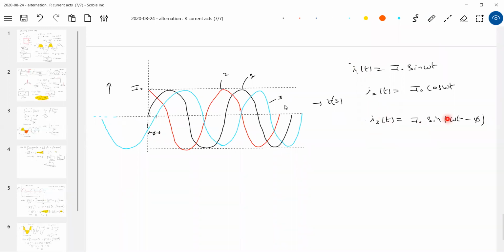What is the RMS value of all this? It will be the same. They're having a phase. The phase doesn't matter. Cos omega t, can you write it in terms of sine omega t plus 90 degrees, plus pi by 2? Is it justified? It should be equal to plus pi by 2. So the same equation, we can also write it as, put t equals 0. So I naught sine pi by 2 will be 1 times I naught.